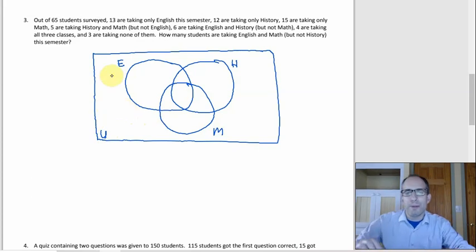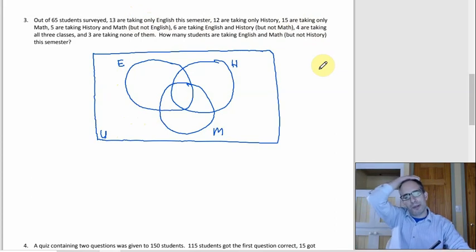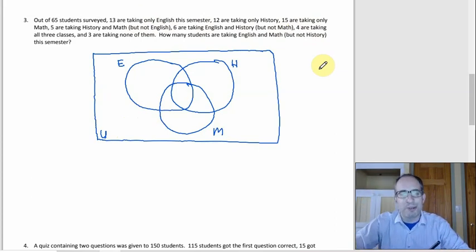All right, let's see. 13 only English, 12 only history, 15 only math. You could actually put those in right away, but I don't want to be hypocritical and go against the work inside out thing, but you actually could here, because it says only, right? The only English is this part out here that's not in the overlap, but we'll put those in a minute. And then this is a double intersection, right? History and math, but not English.